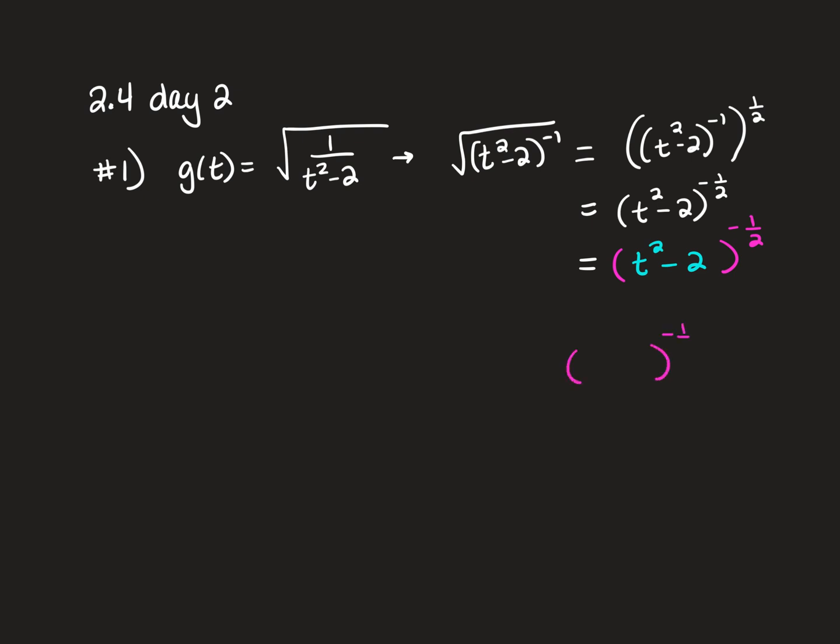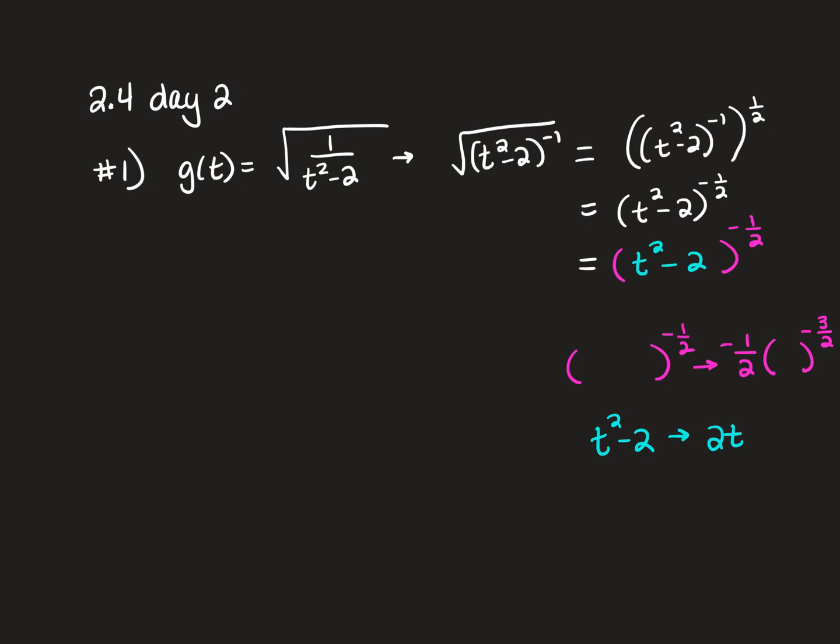The derivative of something raised to the negative 1/2 power is going to be negative 1/2 times that thing raised to the negative 3/2 power. And then for t squared minus 2, I shouldn't put an equal sign there, let's just put an arrow showing we're getting the derivative. The derivative of t squared minus 2 would just be 2t. Okay, so let's put this all together and see if we can't find the derivative of this.